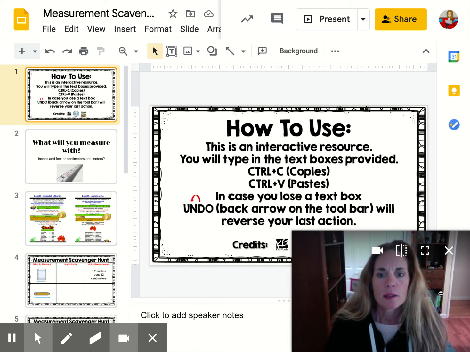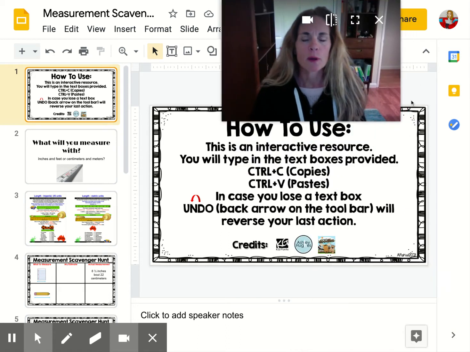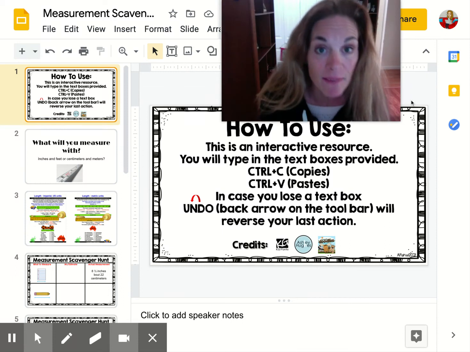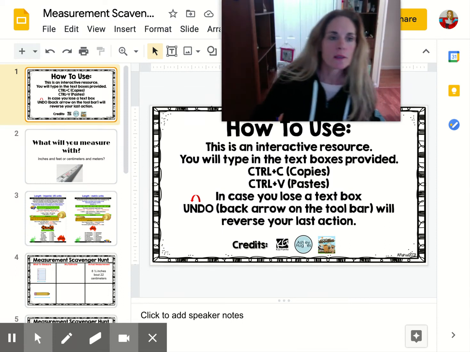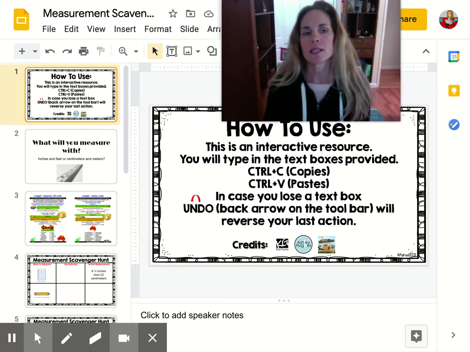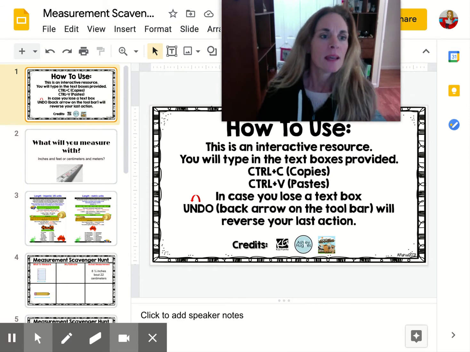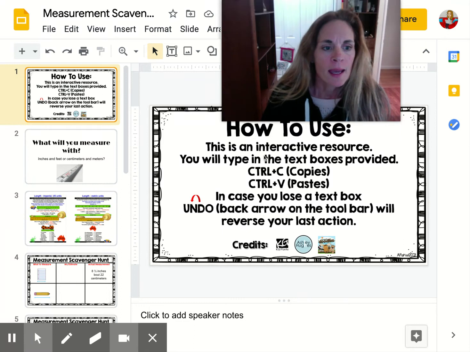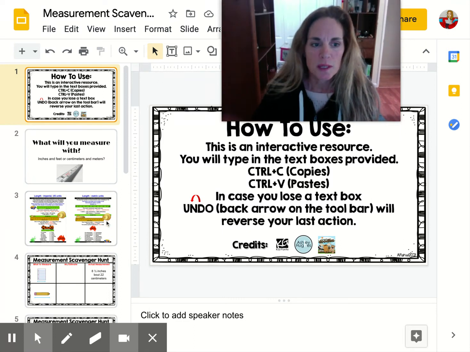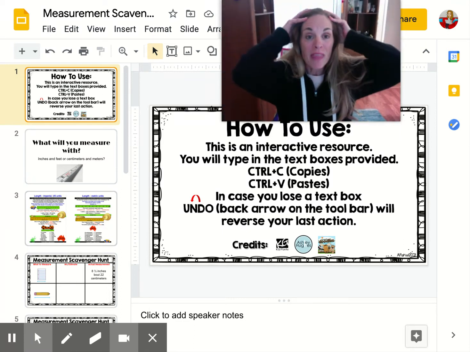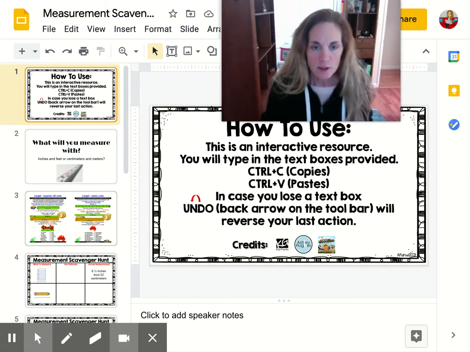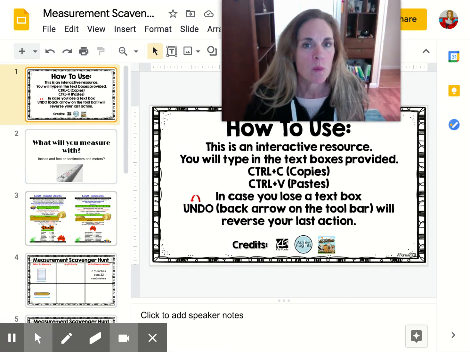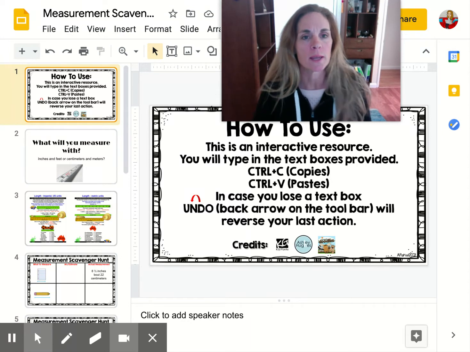Hey everyone. So today for math, we're going to go on a scavenger hunt. You're going to need a few things. You're going to need these slides. You're going to need some things to measure with. And you're going to need your math brain. So what do you measure with usually?